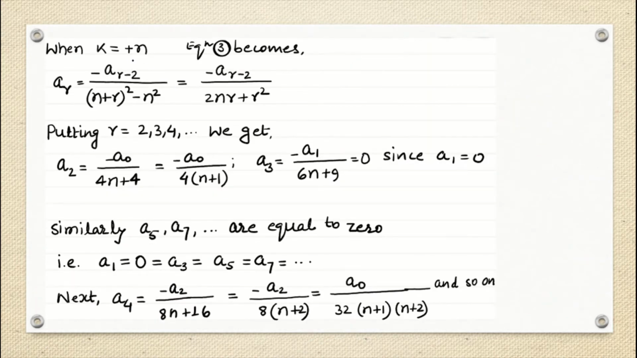So what I'm going to do here? When k equals plus n, what will be my ar? The numerator is as it is, and in the denominator, instead of k, I have written n. Now (a plus b) whole square is a square plus b square plus 2ab, and then minus n square. So n square gets cancelled. This is 2nr plus r square. So this is my ar.